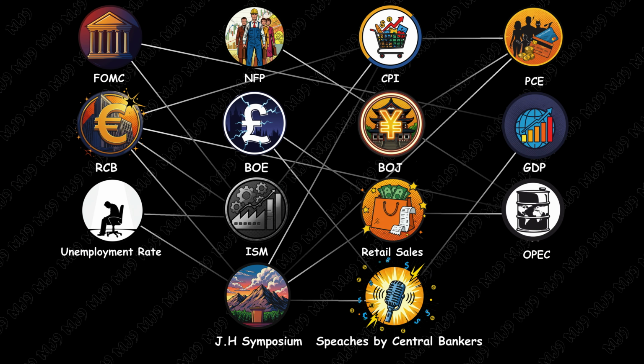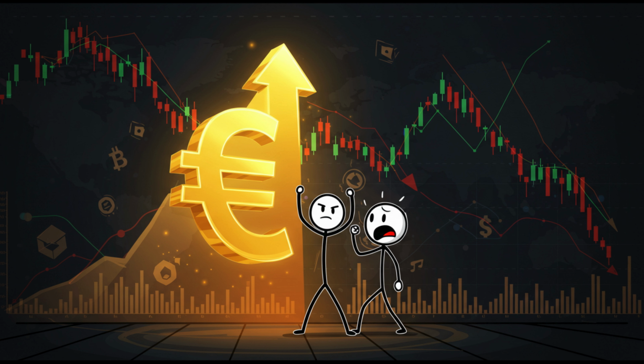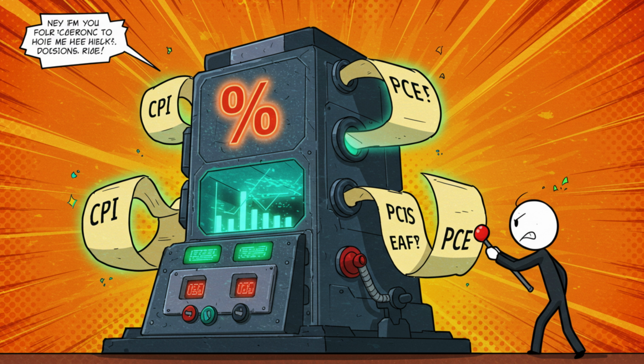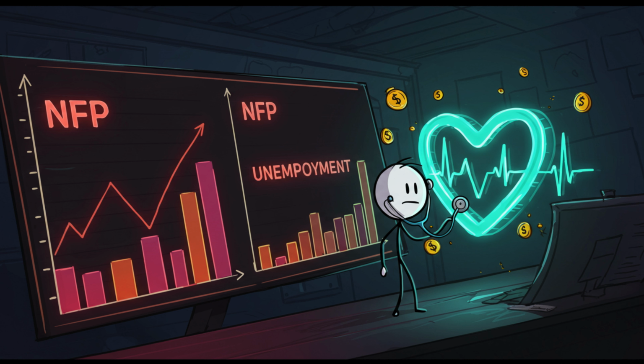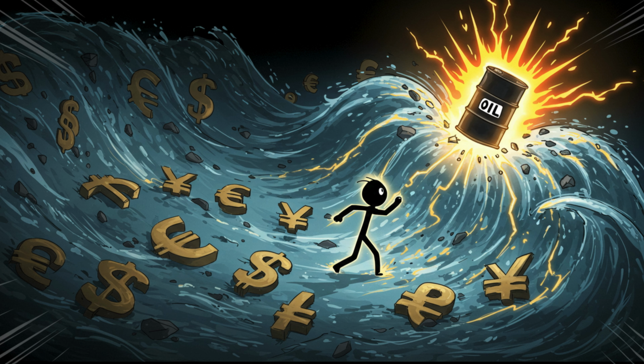How it all connects. All these events share one big theme. Money has a price. That price is interest rates set by central banks. Higher rates mean stronger currency but weaker risk assets. Lower rates mean weaker currency but stronger risk assets. Inflation data like CPI and PCE guide rate decisions. Jobs data like NFP and unemployment show the economy's strength. GDP, PMI, and retail sales confirm the trend. OPEC and oil impact energy markets and commodity currencies.